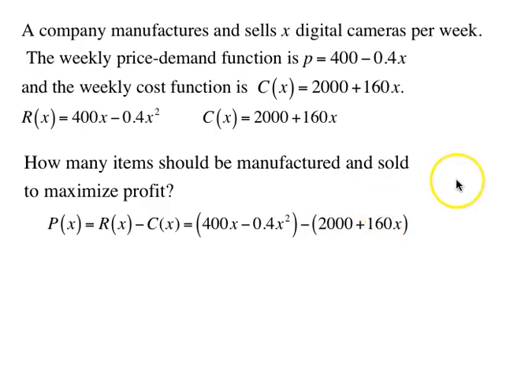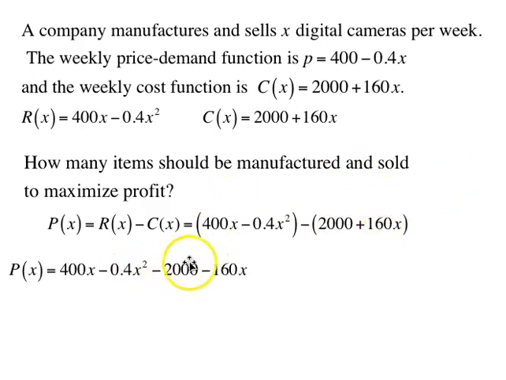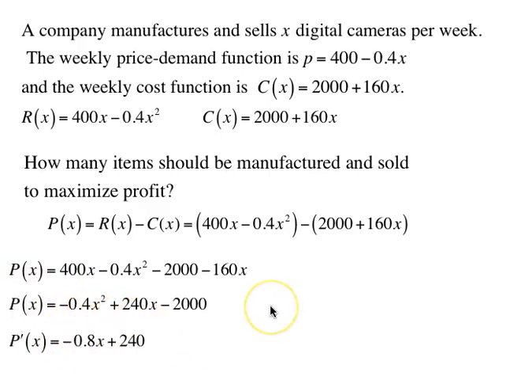Distribute the minus sign. So the profit is 400x minus 0.4x squared minus 2,000 minus 160x. 400x minus 160x would be 240x. So rewriting this as negative 0.4x squared plus 240x minus 2,000. We want to maximize profit, find critical values, take the first derivative. P prime will be negative 0.8x plus 240.